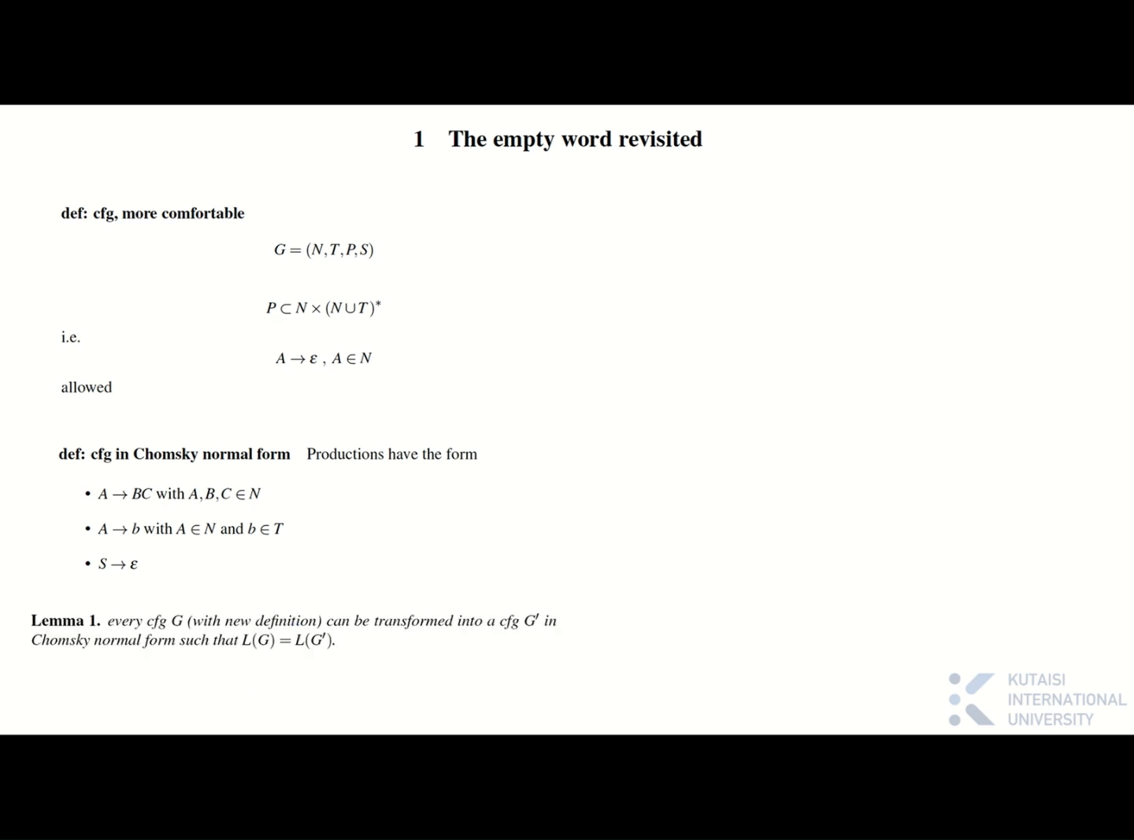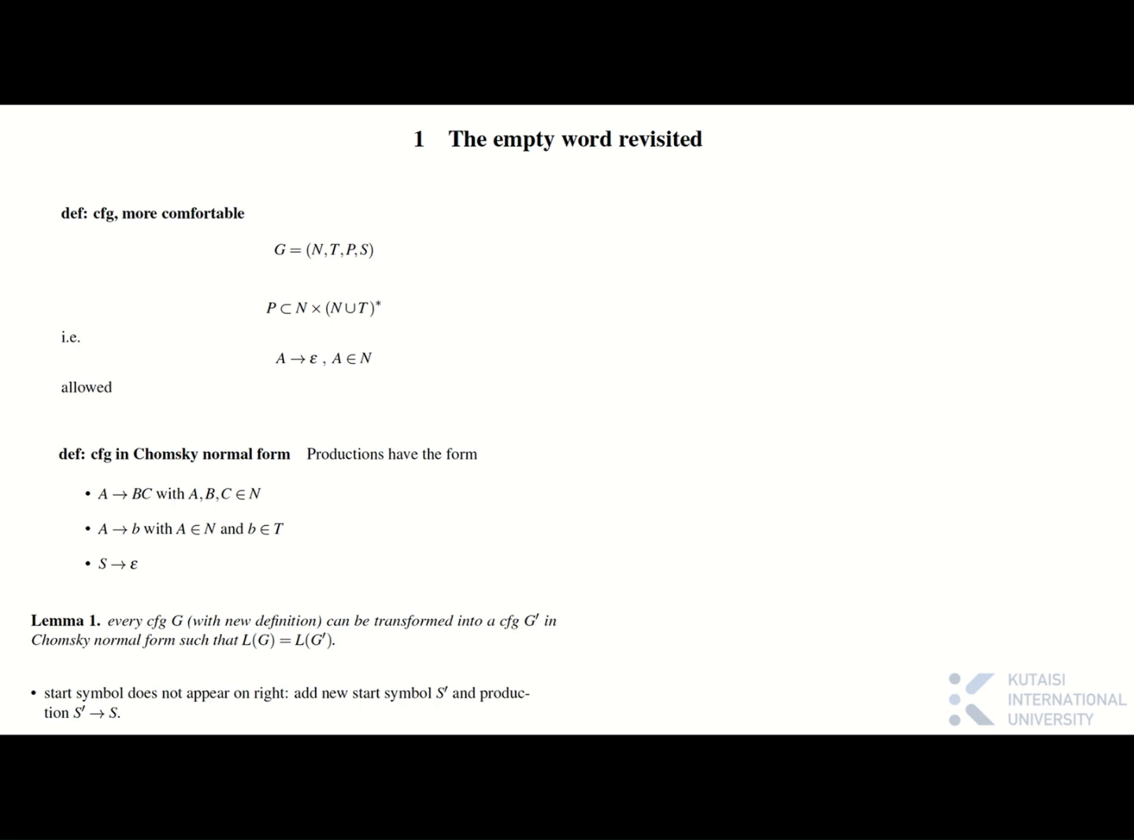Anyway, the lemma is that every context-free grammar with this definition here, meaning that it's very general, I'm allowing every non-terminal to produce epsilon, not the old definition, even the more general one, can be transformed into a context-free grammar G prime, which is in Chomsky normal form, which only has these rules. I'm just going to go through how to do it.